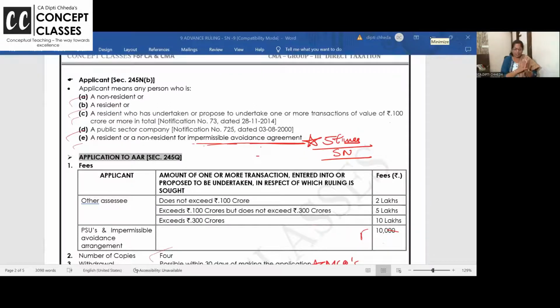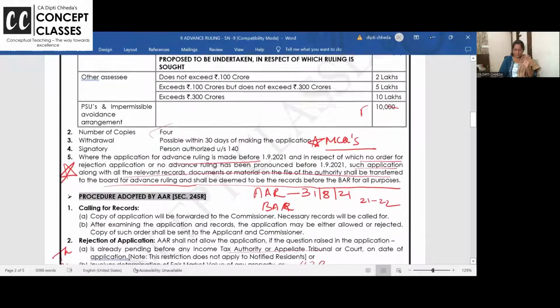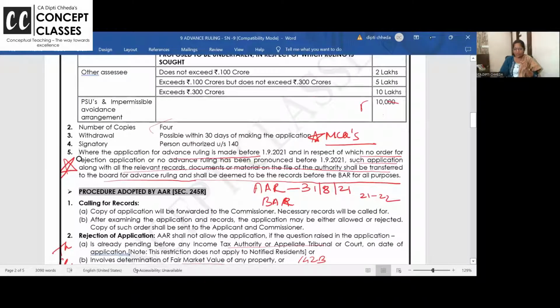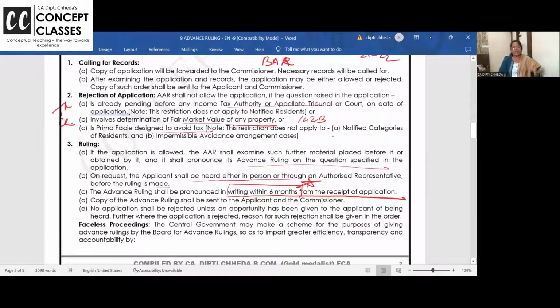All right. So who are the 5 applicants? We are clear. You need to make application with 10,000 rupees, 4 copies, signing within 30 days, you can withdraw. If you have applied and yet your case is not solved, automatically it will get shifted to the new one. They can call for more information and they will hear, and then they will give the judgment within 6 months. They'll give an opportunity of being heard to the applicant.